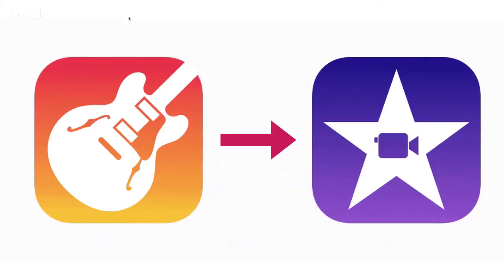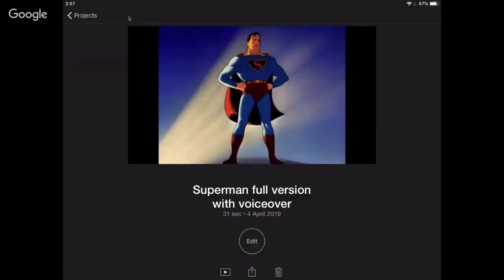And after we had created it in GarageBand, we did send it across to iMovie. So that's the iMovie app icon there, and it ends up looking like this. So the little Superman movie clip, this is actually inside iMovie. This is the Superman clip, and I've added the soundtrack, and then you press play and you can hear and see both things at once.